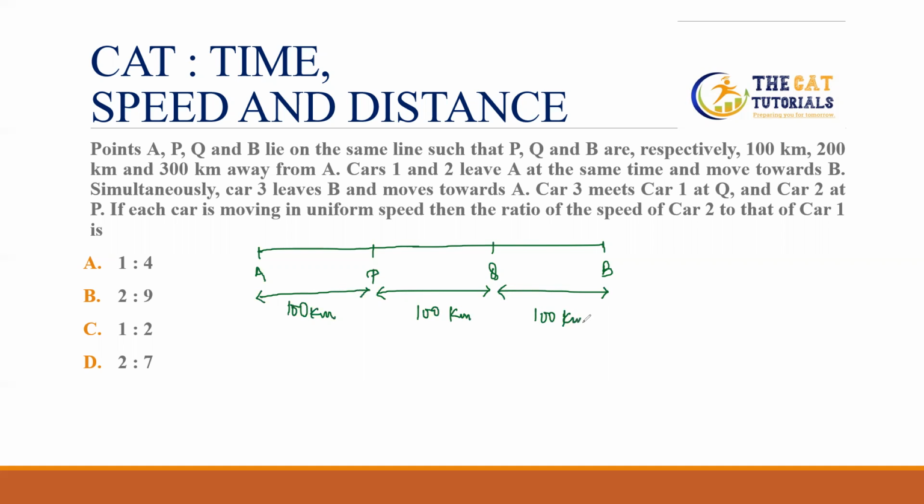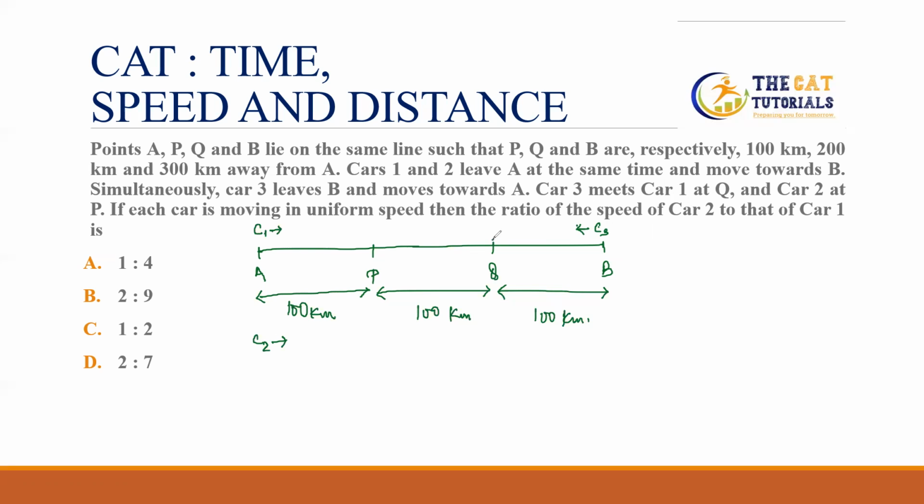Then see what is given in the question. Car 1 and car 2 leave at the same time. So from the point A, car 1 and car 2 are moving in the same direction. Suppose this one is car 1, and on the other side we have shown the position of car 2. Simultaneously car 3 leaves B and moves towards A, so this one is the diagram for car 3. Car 3 is moving towards car 1. So what is the first point? The first point is car 3 meets car 1 at Q.